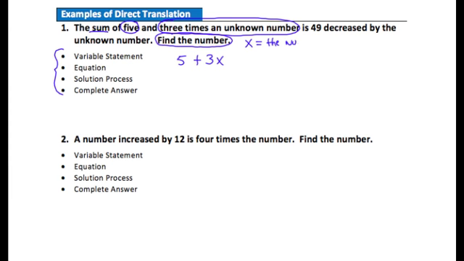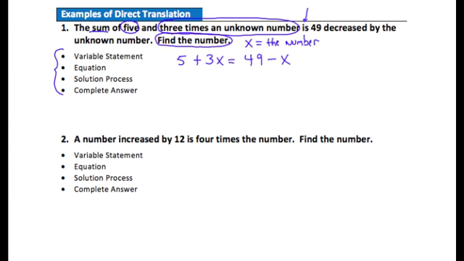And I almost forgot here. Let's make sure we identify our variable statement that x is this unknown number. Okay? So now we have the sum of 5 and 3 times an unknown number is, that indicates our equal sign in the equation. Let's see, 49 decreased by, well 49 is going to get decreased by something, which means we're going to subtract something from 49. 49 decreased by the unknown number, and again our unknown number is x. So now I've translated this.